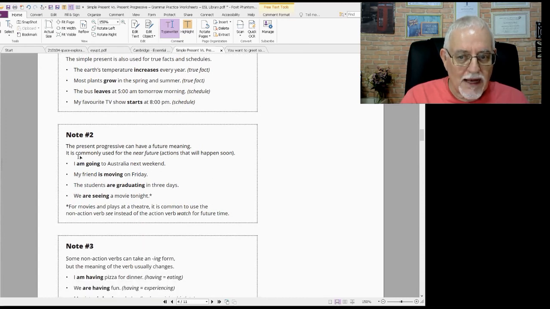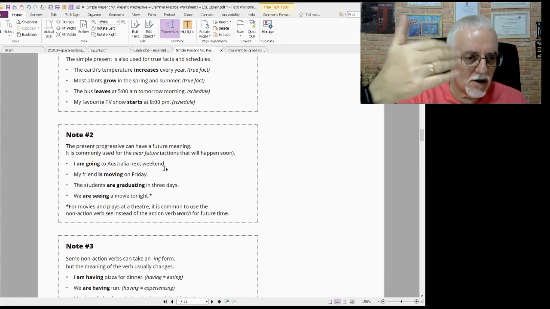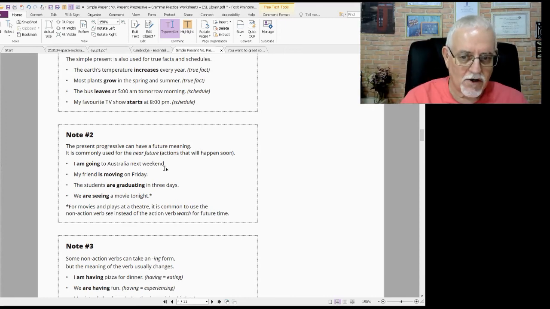Note number 2, the present progressive or continuous can have a future meaning. It's commonly used for near future actions, actions that will happen very soon. So it is correct to say, I am going to Australia next weekend. Okay, that's fairly up and coming, going to be a recent occurrence. My friend is moving on Friday. The students are graduating in 3 days. And we are seeing a movie tonight.